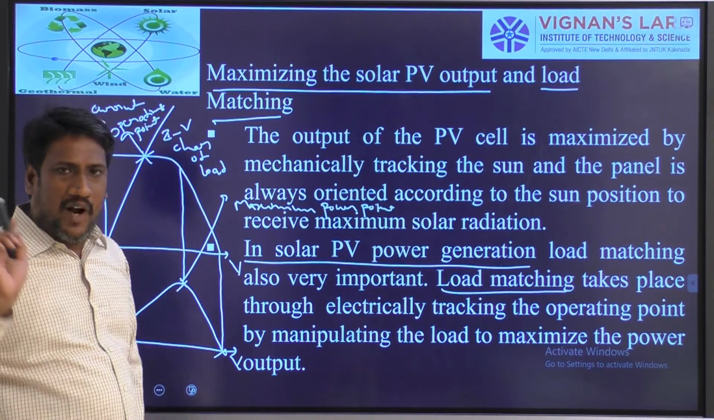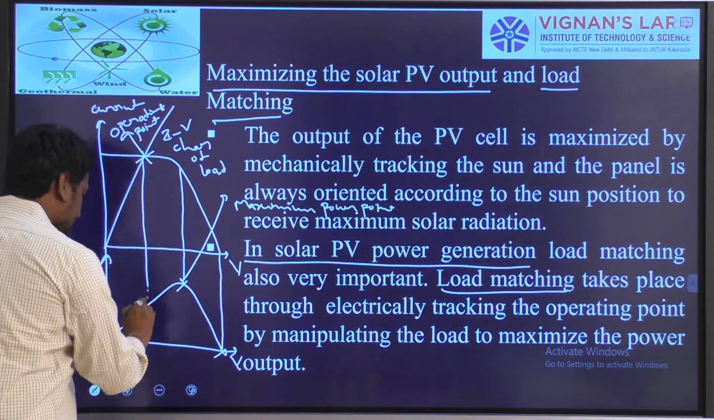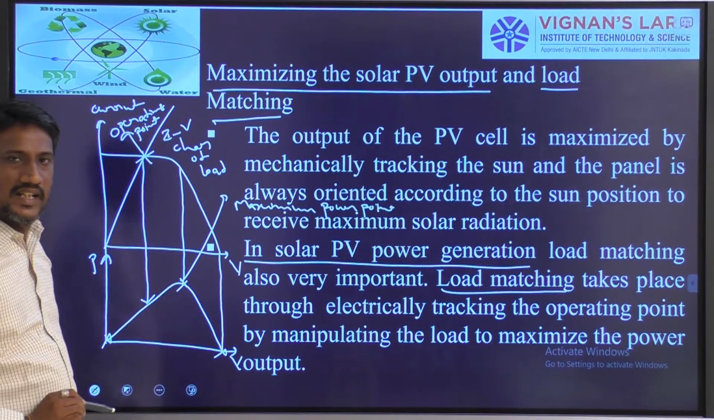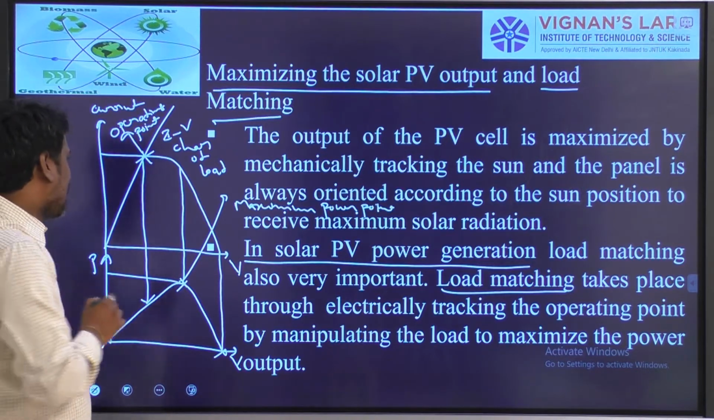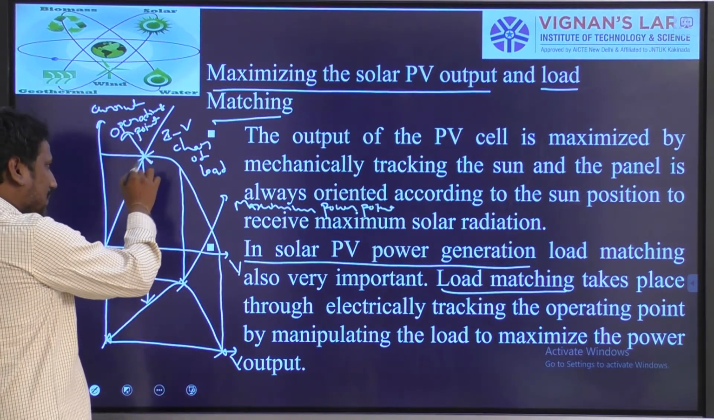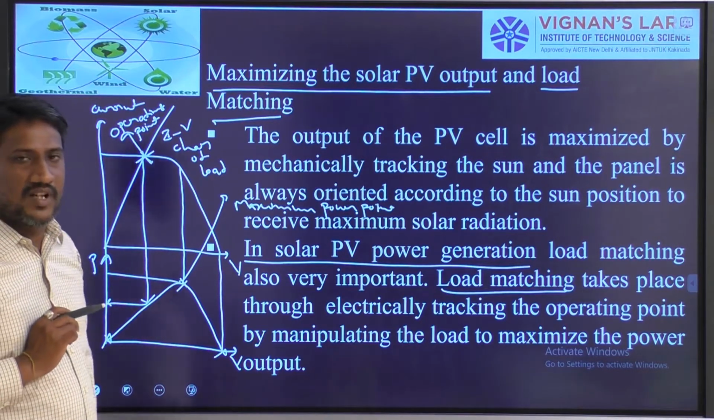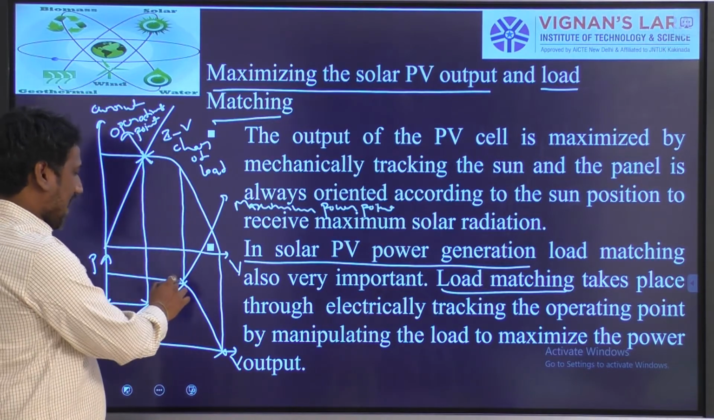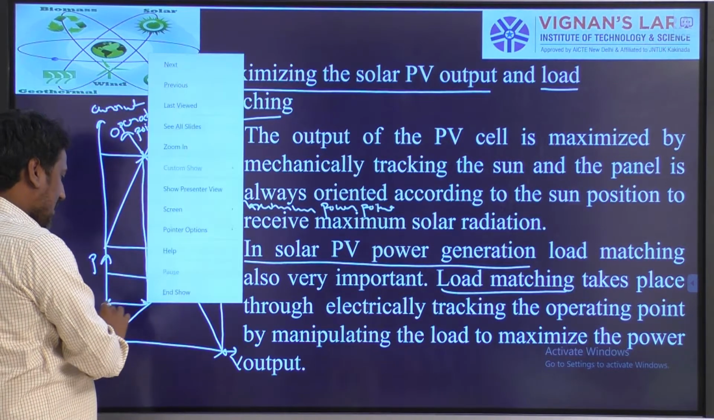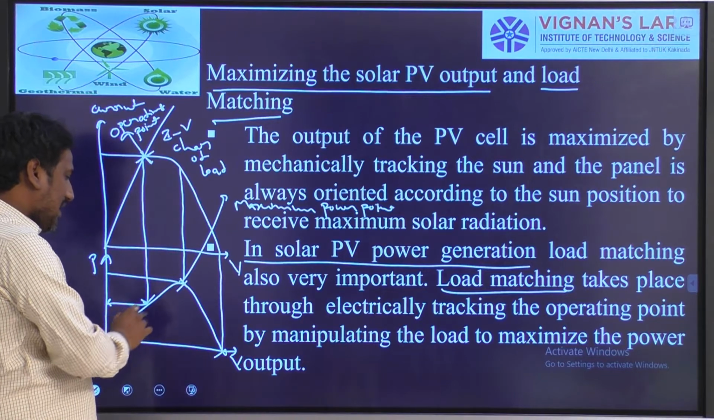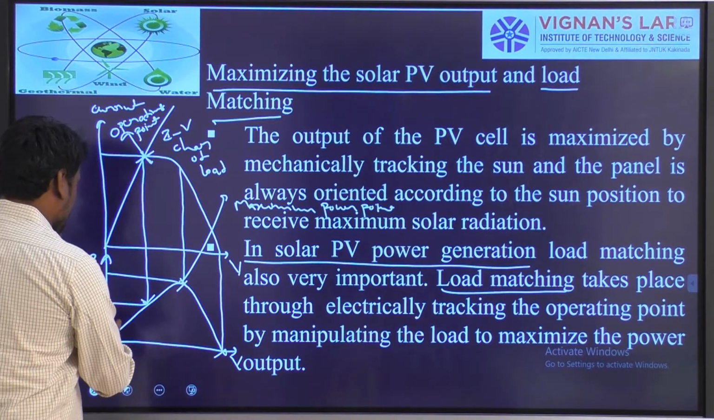If the operating point is at this particular point and you project into the PV curve, even though this huge maximum amount of power is available, since the operating point is at this particular point, this much power only the load is able to utilize. So this much maximum power is available, but the load can utilize only this small amount of power, because the operating point is here.